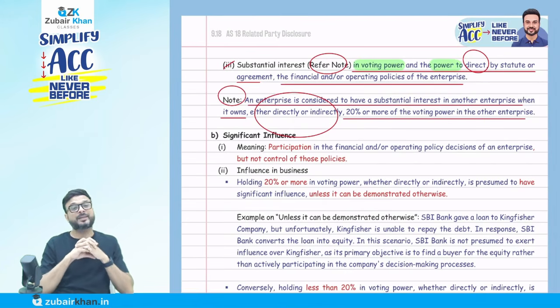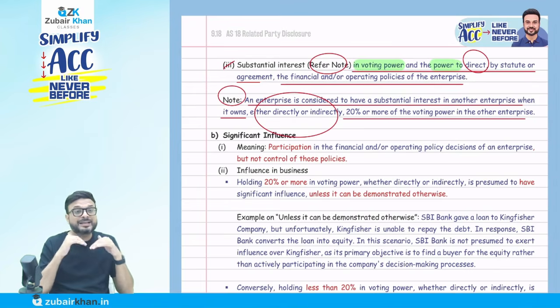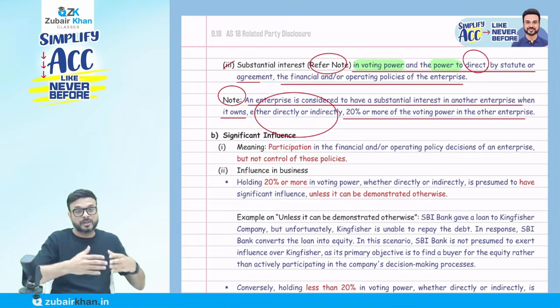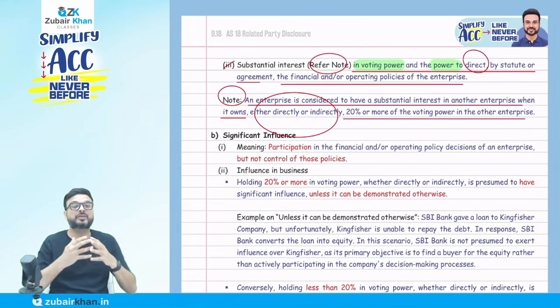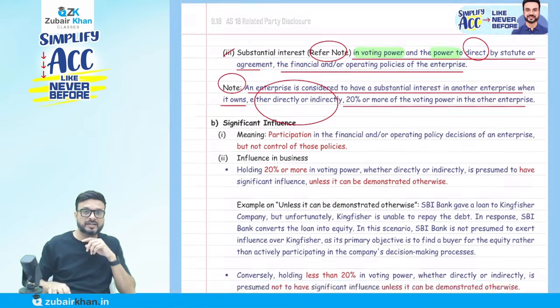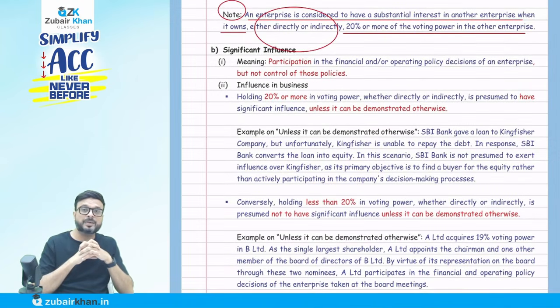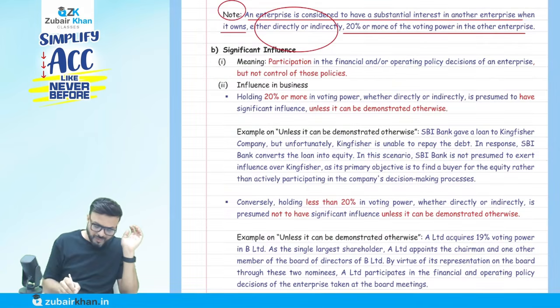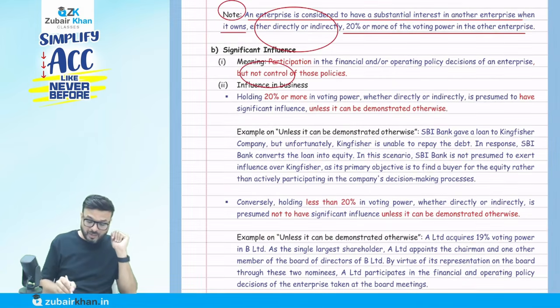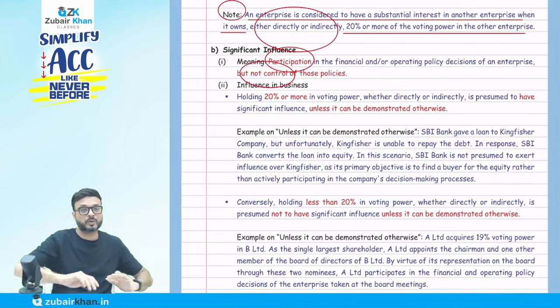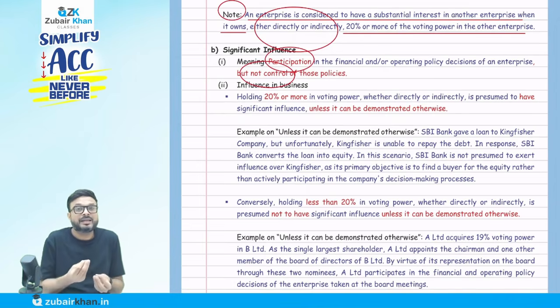But when we call them a related party, it does not mean that it is only when we have a control. The related party relationship can also come into existence when we have a significant influence on the other. So now the question arises, what do you mean by significant influence? They say significant participation in the financial or operating policies, decision making of an enterprise, but not control of those policies. We don't have a control on them. We only participate in the financial or operating policies. We don't have the ultimate control.